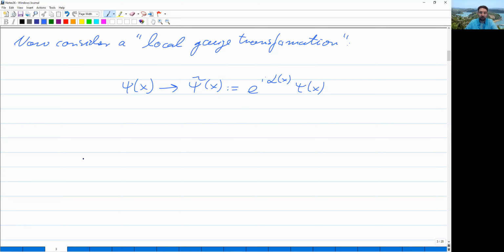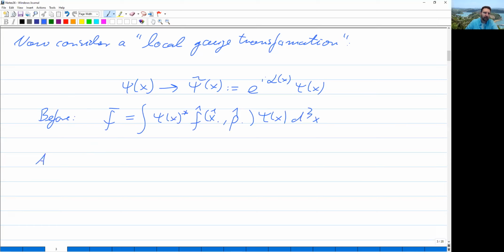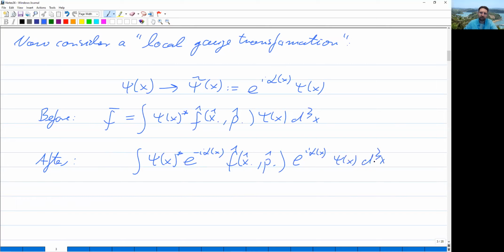Well, now predictions are being affected by this. Namely, let us calculate before. Again, so that's f bar equal to the integral psi of x star, and then f hat x hat dot p hat dot psi of x d3x. And afterwards we have the integral of psi of x star e to the minus I alpha of x, right? That's the psi tilde of x now, star. And then we have f hat x hat dot p hat dot e^{i alpha of x} psi of x d3x. And these two expressions, the before and after, are not the same in general.